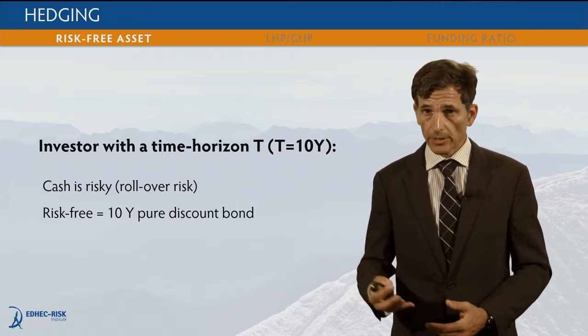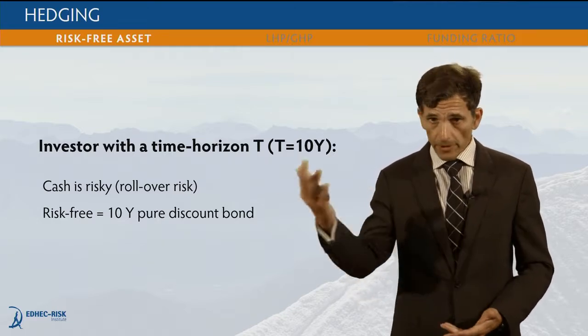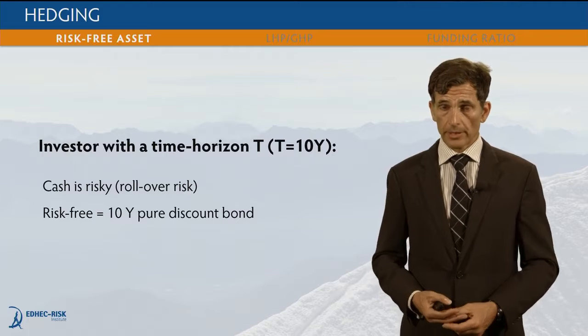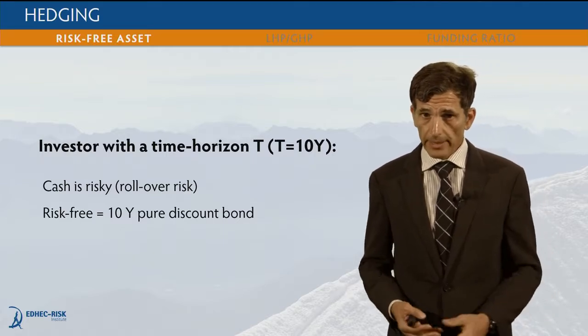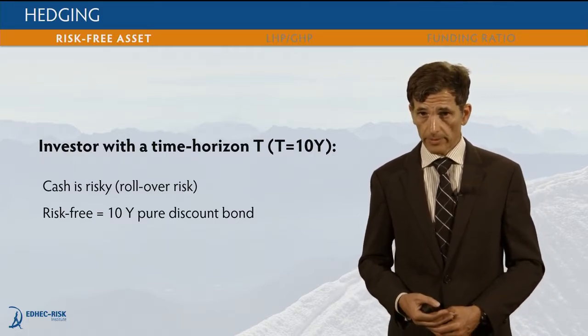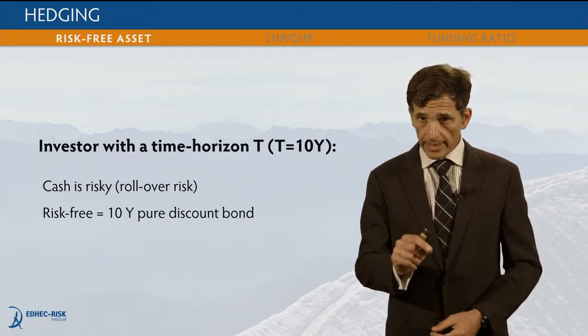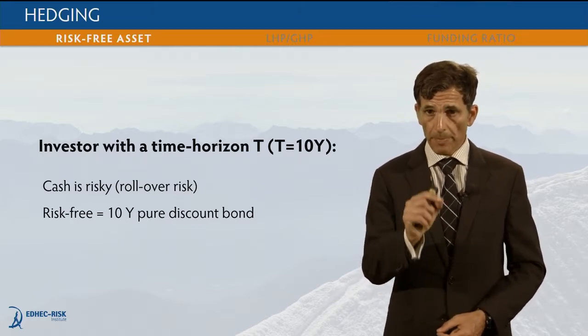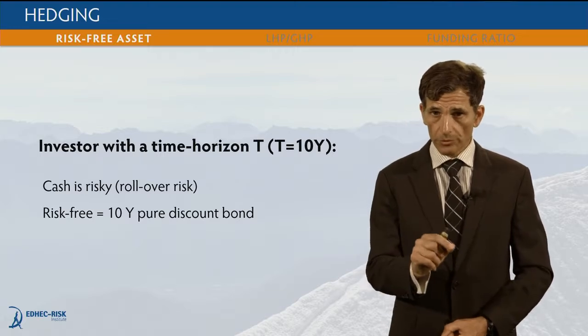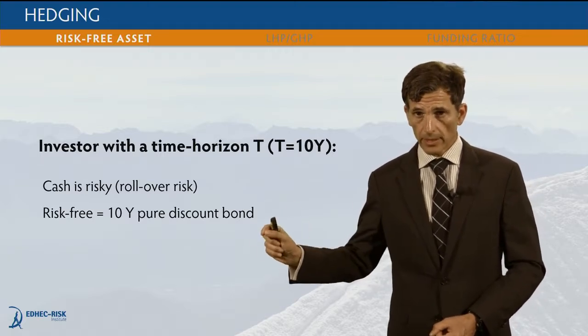So assume an investor has a goal of $100 worth of consumption in 10 years from now. Well, the risk-free asset is a 10-year pure discount bond. That's an asset that will have a payoff exactly equal to the $100 that the investor needs in 10 years from now.